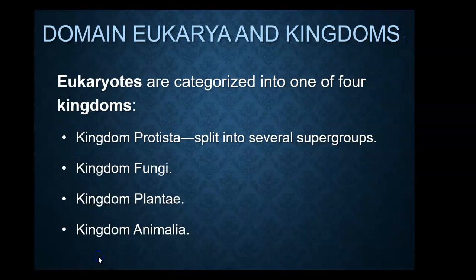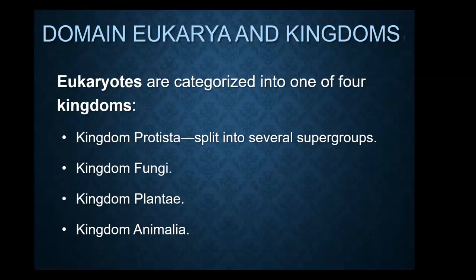All right. Domain eukarya, continuing into the kingdoms. So the eukaryotes, remember again, these are the ones that have a true nucleus because their nuclear material is bound within a nuclear membrane. All right, so we have kingdom protista.